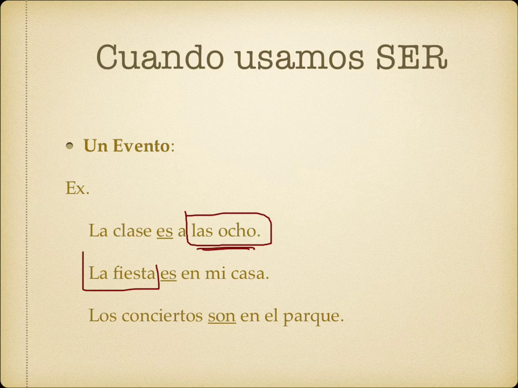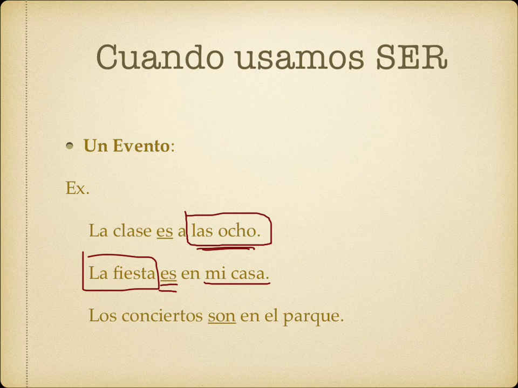For example, the party. The party is in my house. Though we're talking about the location, okay, and typically when we're talking about location, we use the verb estar. But in this case, la fiesta es en mi casa. We're talking about identifying where is the party. Where does it usually take place? It's a characteristic of the party. It is in my house. La fiesta es en mi casa.